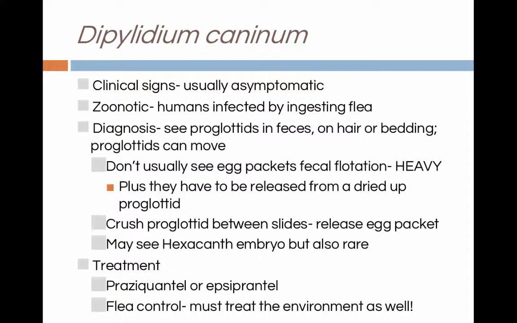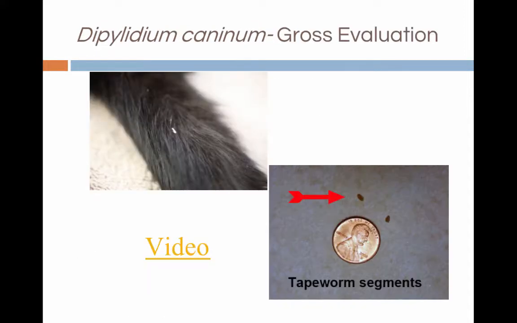I have seen tapeworm segments turn up weeks after an animal was on a preventative and not having any more fleas. But keep in mind that if fleas are somewhere present in the environment or on another pet, everyone is at risk of reinfecting themselves. So flea control is an absolute must with this parasite. So there you go. This is a cat's tail, and you see that tiny little white segment. When they dry up like this, they turn from that white to a darker color. Look how tiny that is in comparison to the penny.